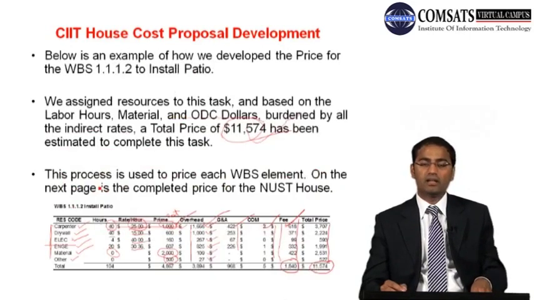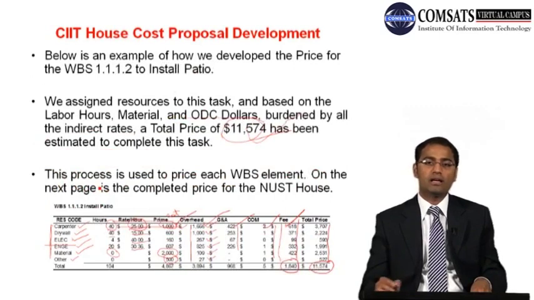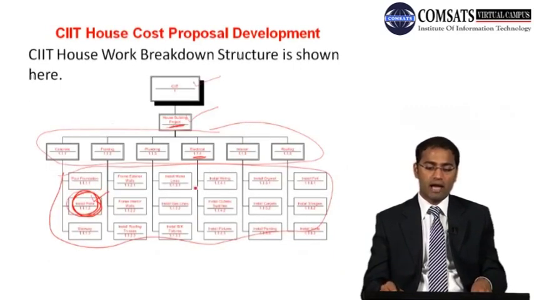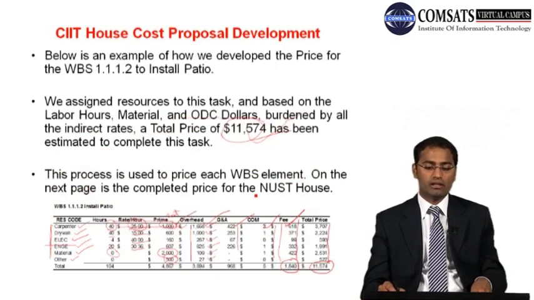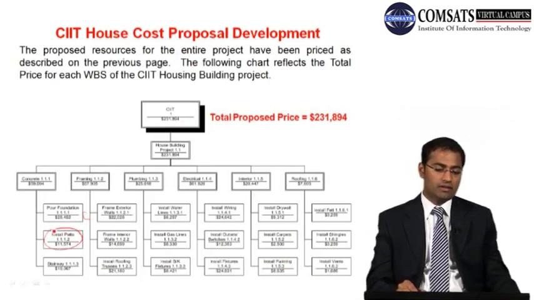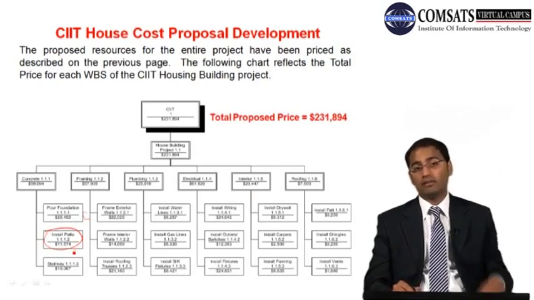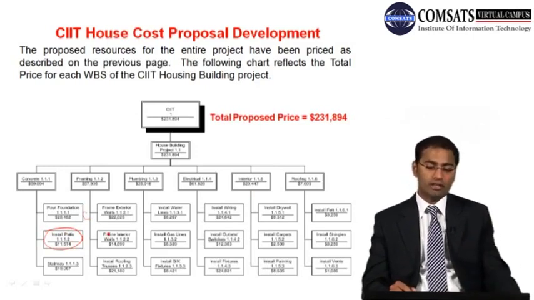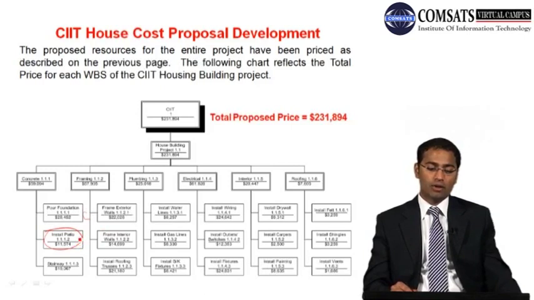So this is the setup, and after going through all the exercises for every work package over there, 18 of them, we come across this thing. We are having this 11,574 cost. You remember we were calculating that in the previous slide. So after calculating the cost and price of every work package in this WBS, 18 of them, and you can understand how.